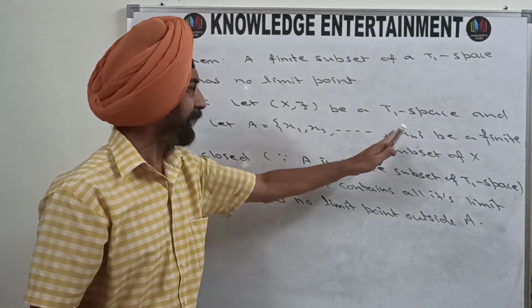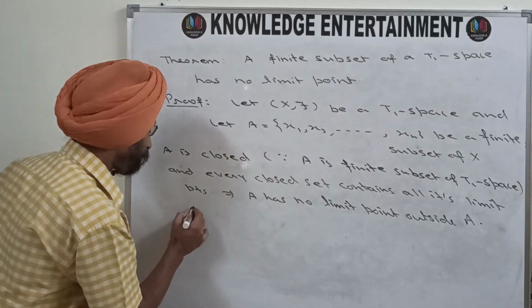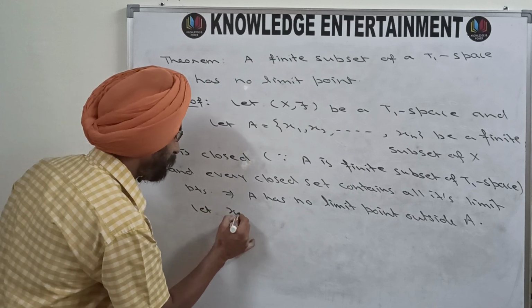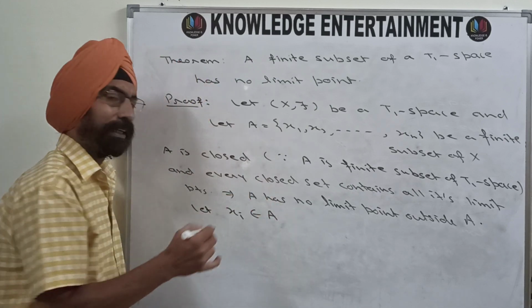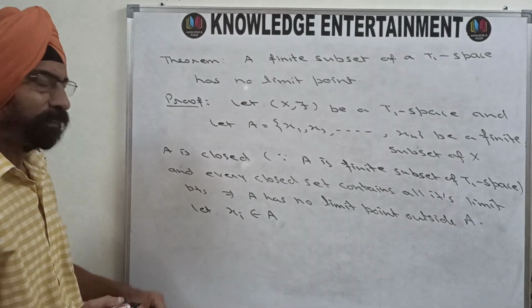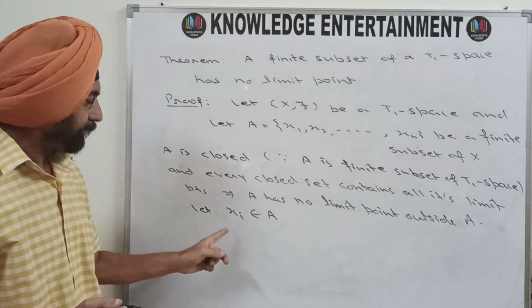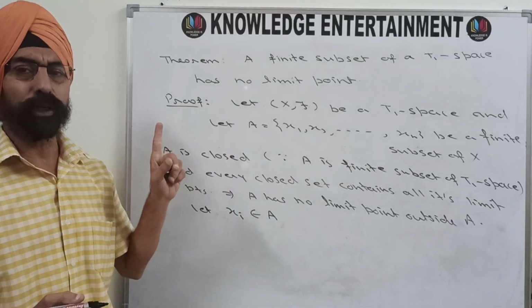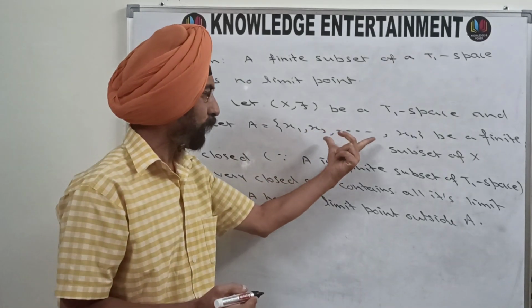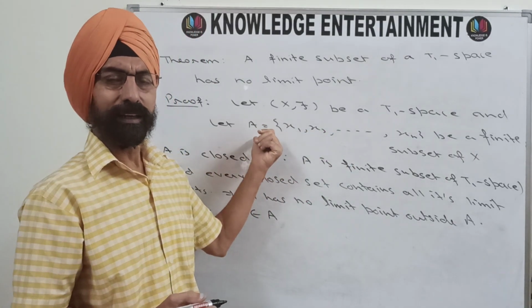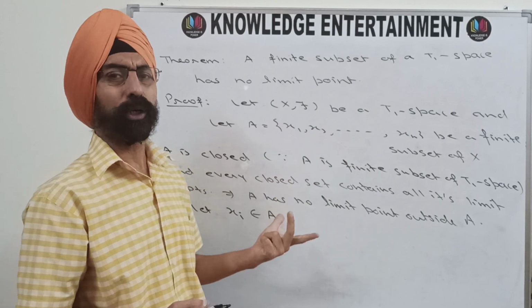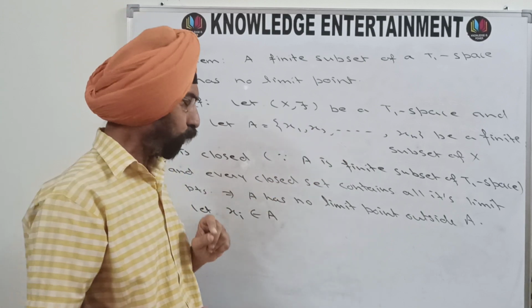So we will take any arbitrary element from here. Let xi be any element of A. We will show that xi is not a limit point of A. That means no point of A is a limit point of A, and no point outside A is a limit point of A. That means A has no limit point.